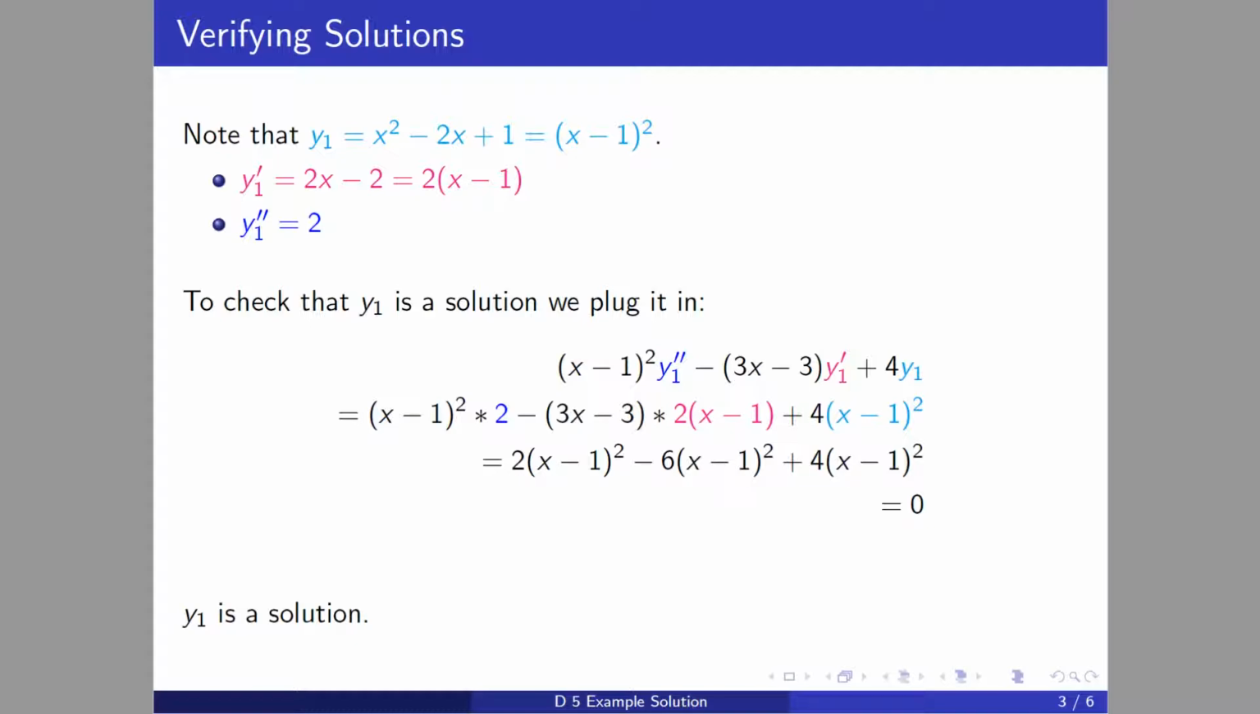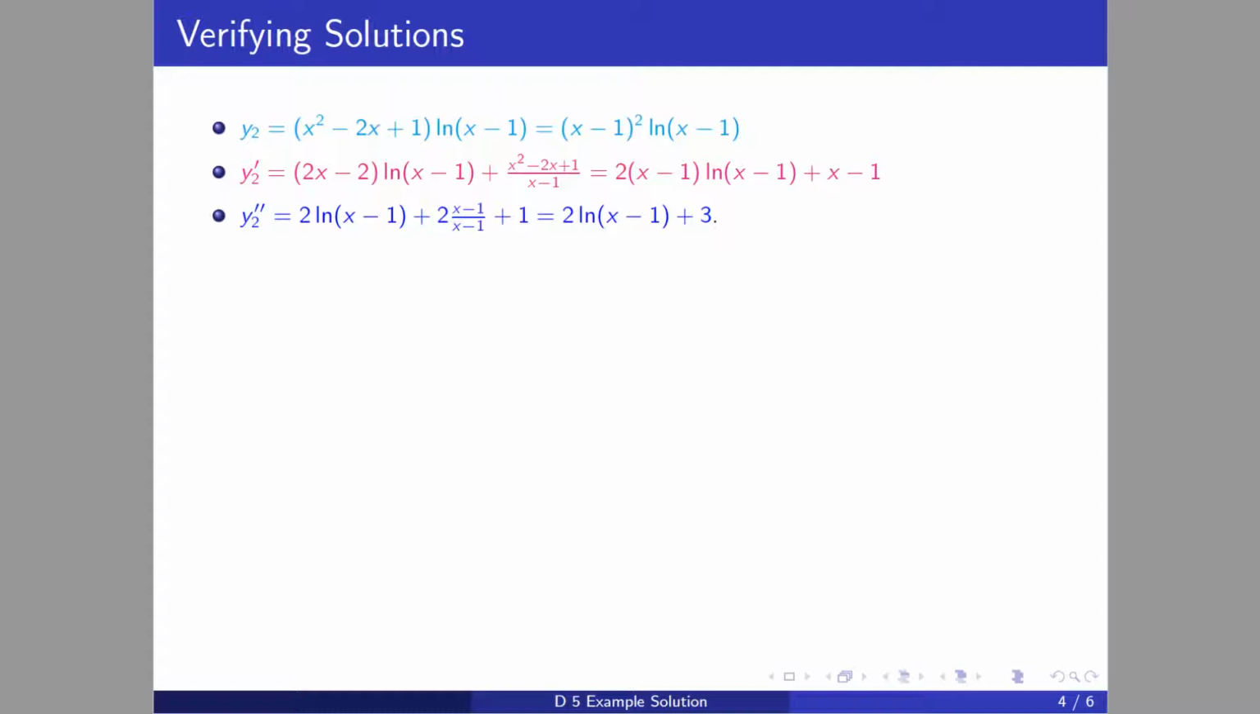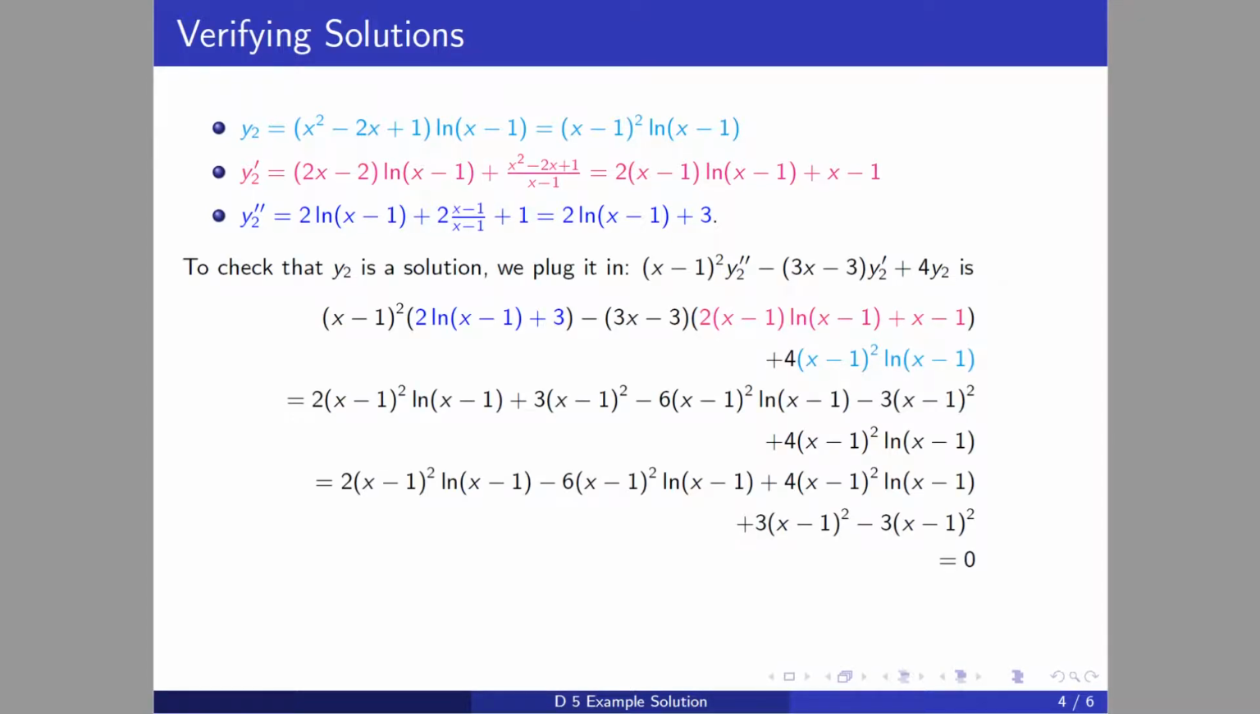We do roughly the same thing with y2. Its derivatives are just a little more complicated. y2 is (x squared minus 2x plus 1) all times log(x minus 1), which is (x minus 1) squared times log of (x minus 1). That makes y2 prime equal to 2(x minus 1) times log(x minus 1) plus (x minus 1). And the second derivative of y is 2 log(x minus 1) plus 3. And all of this is done just using the product rule and the chain rule. Alright, so we plug these in now. The second derivative stays in blue, the first derivative is in purple, and the original function is in this light blue or cyan.